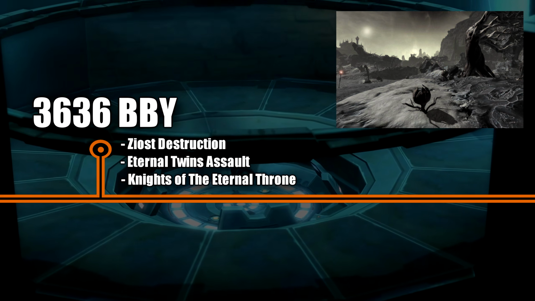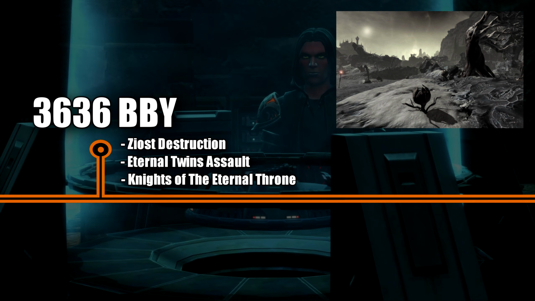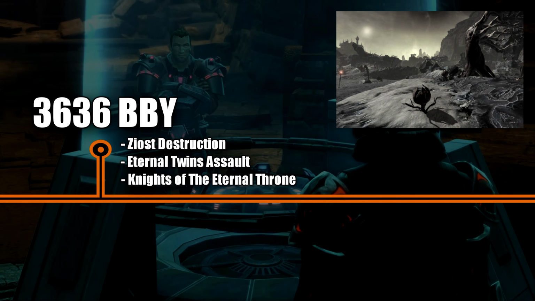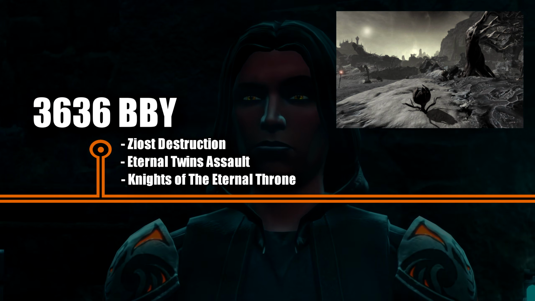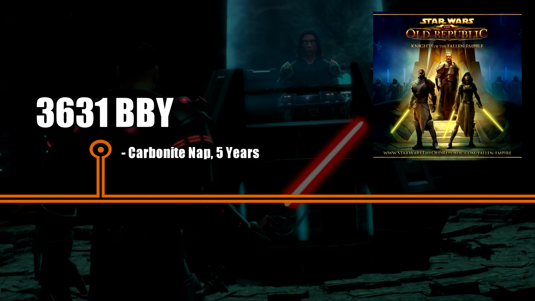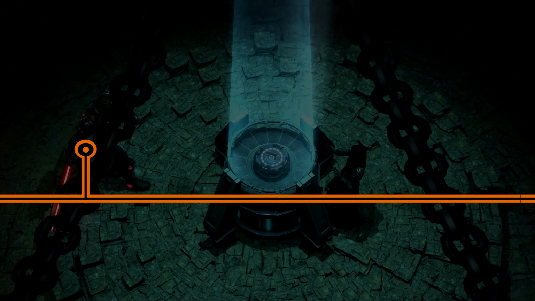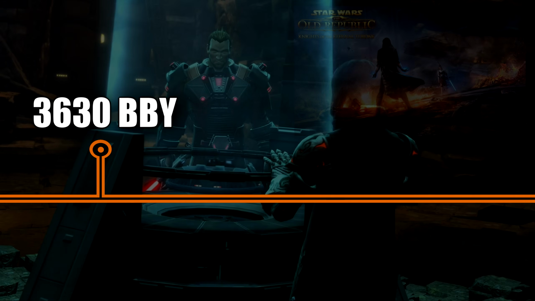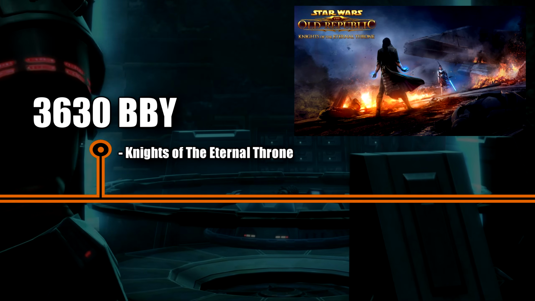Also in the same year, Darth Marr and the player character stumble across the Eternal Fleet in wild space. By the end of the year, the player character is captured and held in Carbonite, making this the start point for Knights of the Fallen Empire. Then of course, the player will spend 5 years in Carbonite, ending in 3631 BBY, when they are rescued by Lana Beniko. 1 year later, in 3630 BBY, we see the beginning and end of the Knights of the Eternal Throne story, bringing an end to the threat posed by the Eternal Empire.